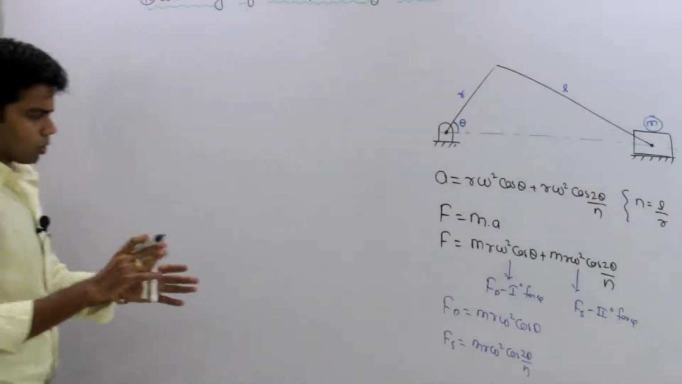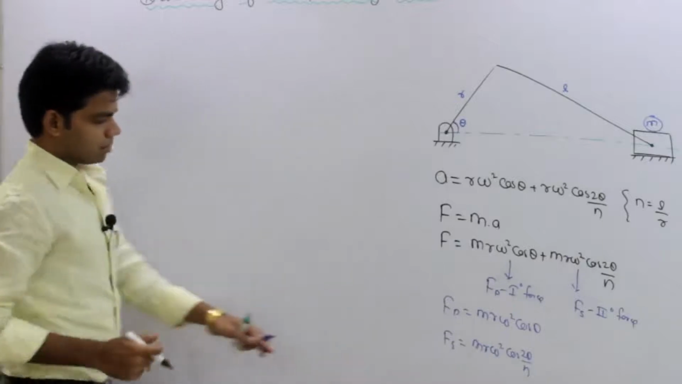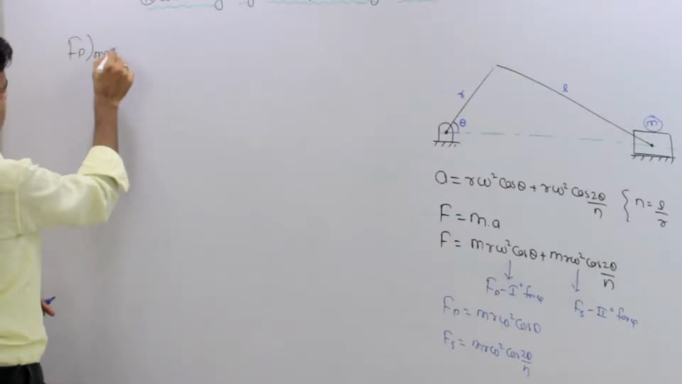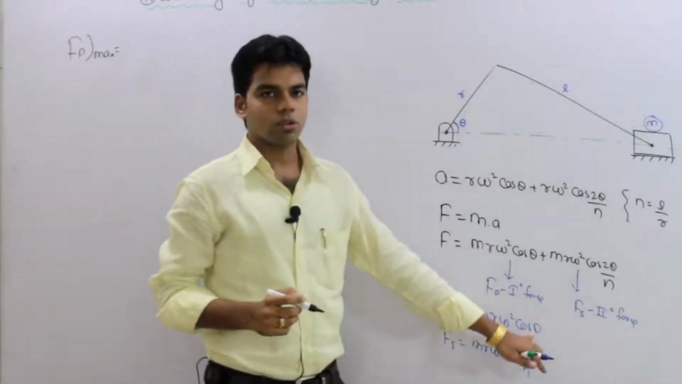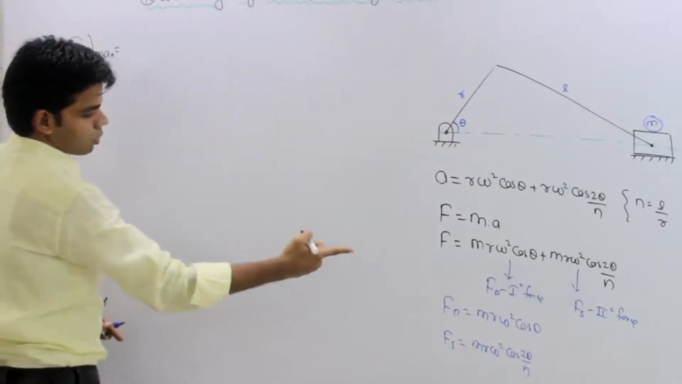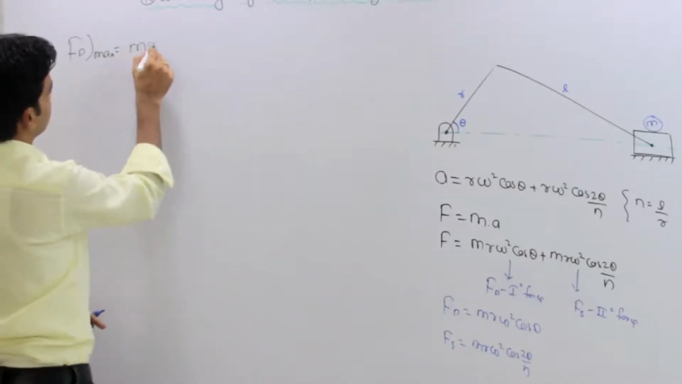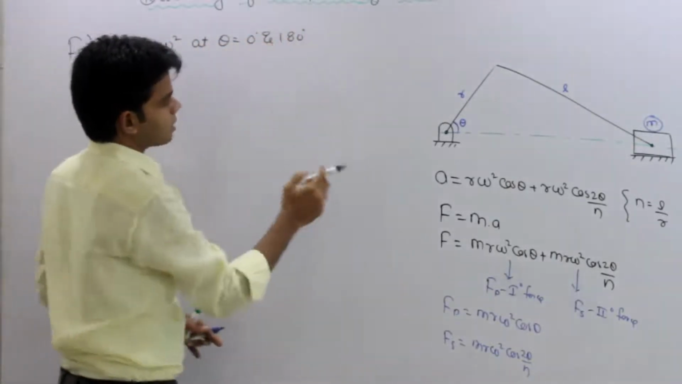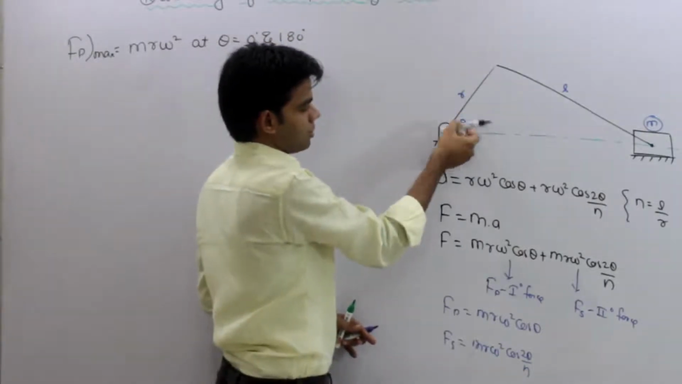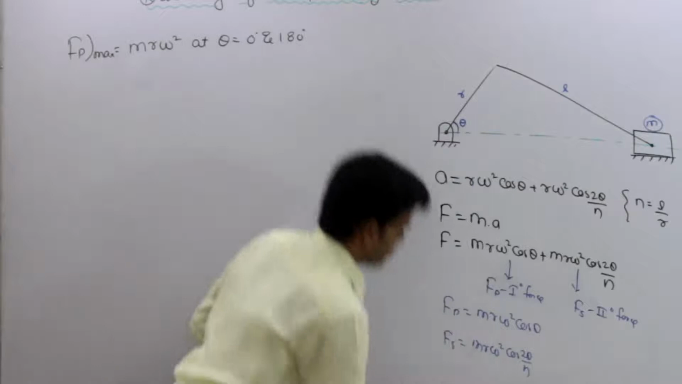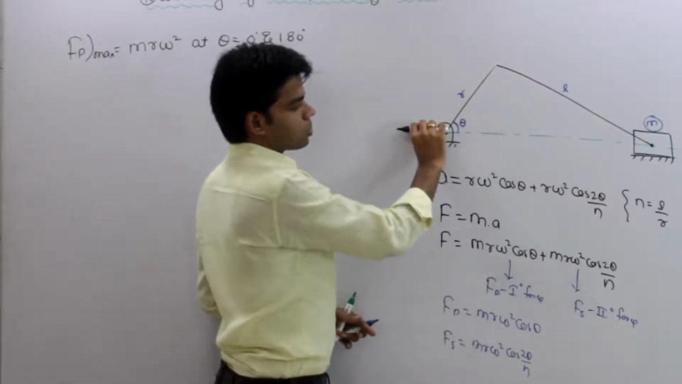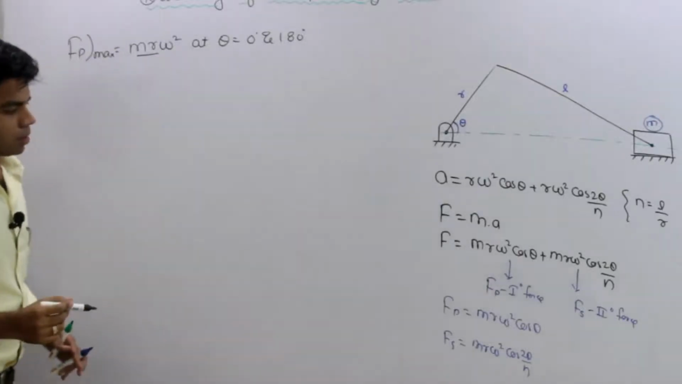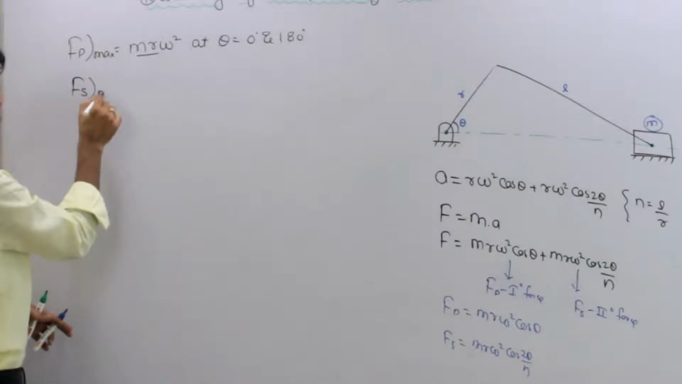Now a few important things you can note here. First, what will be the maximum value of the primary force? Fp max is maximum at theta equal to 0 degree and 180 degree, where cos 0 and cos 180 magnitude is 1. So Fp max will be equal to mr omega square at theta equal to 0 degree and 180 degree. At 0 degree the crank is at this position, and at 180 degree the crank is at the opposite position; we have the maximum primary force, whose magnitude is mr omega square.